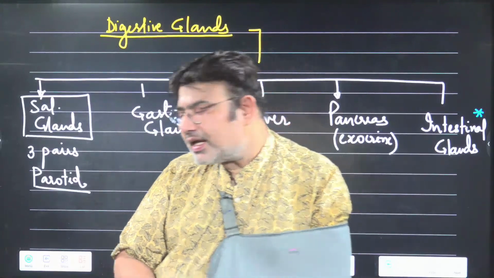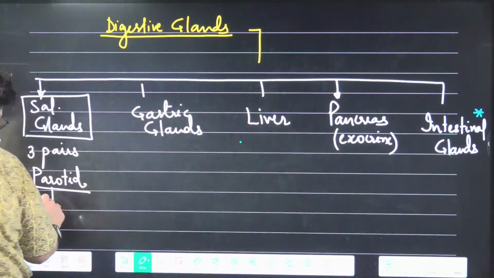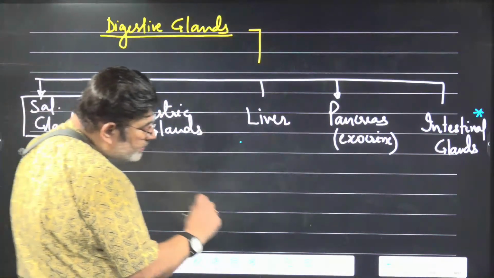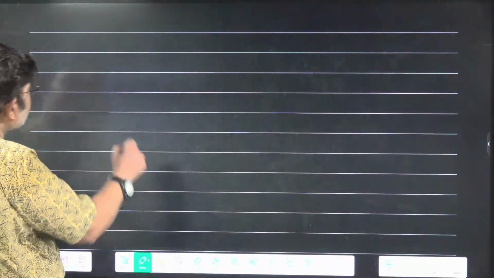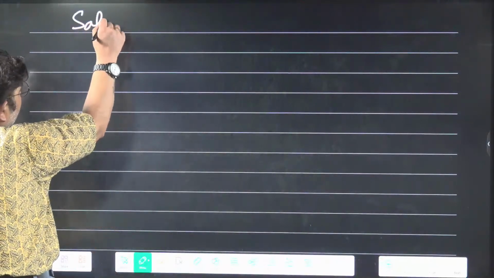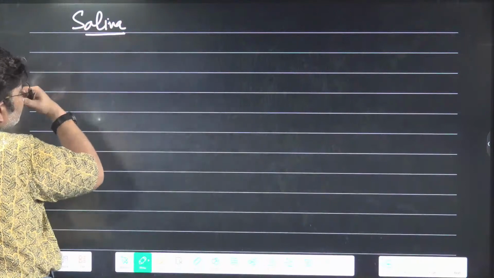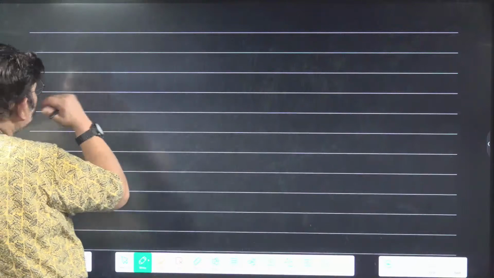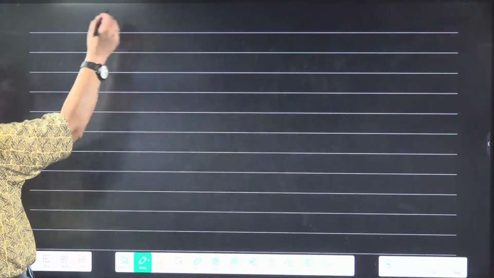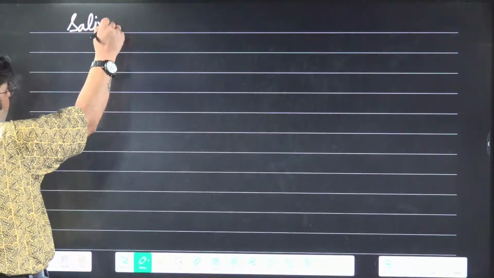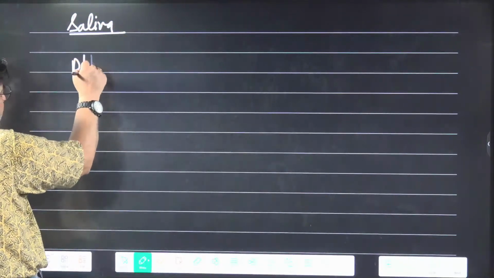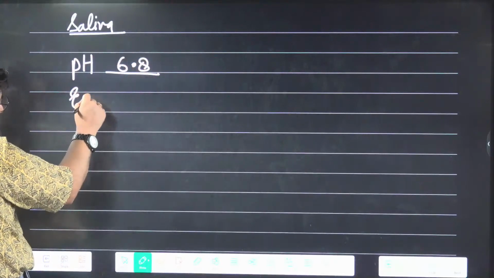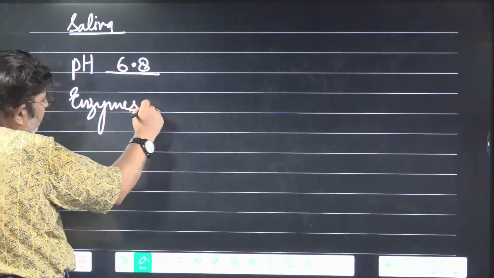The secretion is called saliva. For every juice, you have to say the pH. So for saliva, what we can do here is make a table. Okay, we'll make the table at the last. Saliva, pH is 6.8.